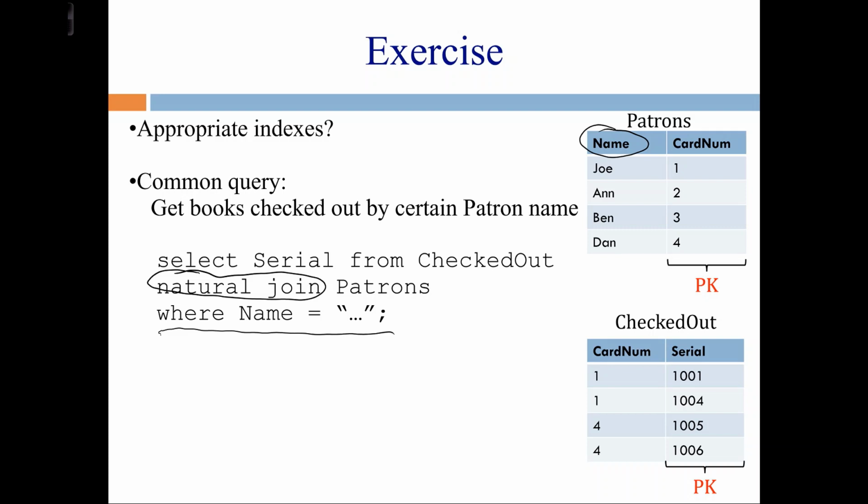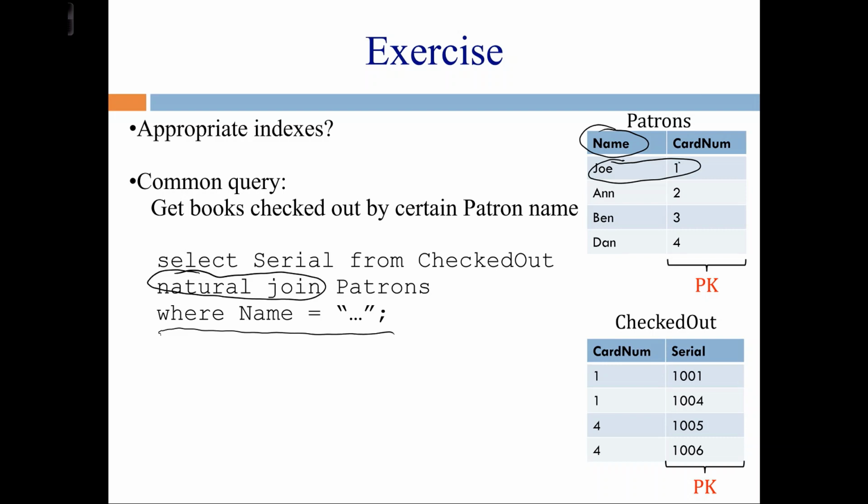checkedout.cardNum equals patrons.cardNum. Since the query is going to start by searching for the patron's name, in order to avoid doing the full natural join, it'll filter down first. So let's say it's Joe. We find Joe, so we have his cardnum. We've got an index on patron's cardnum, but does that really help us here?